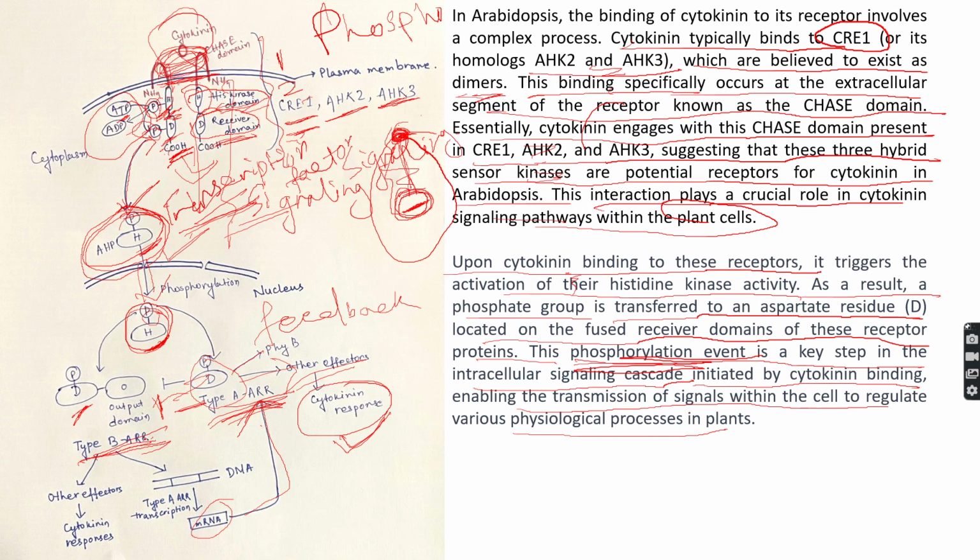Let's see what is happening when type B ARR is being phosphorylated. Okay, so if type B ARR is phosphorylated, it is basically activating the transcription of type A ARR, and type A ARR is being produced or formed, and type A ARR will now be phosphorylated and cause responses, cytokinin responses.